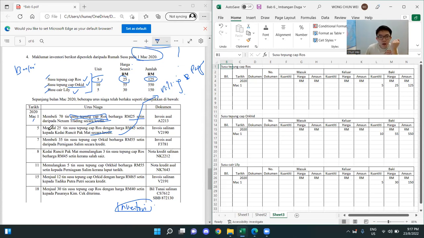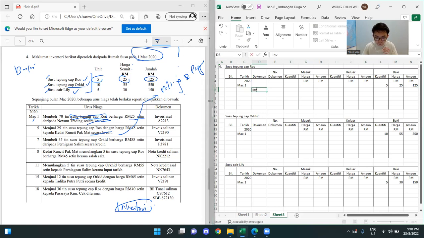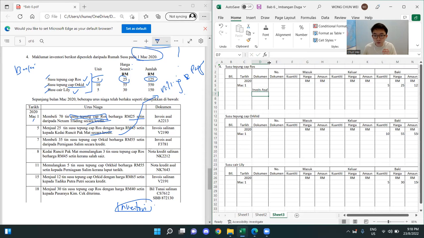So for this one it is tepung cap rose. March 1, I already recorded just now, so second row. Since it's already March 1, you don't need to write March 1 again. What document is this? Dia sudah bagi invoice asal. Invoice asal. And then it is A2213. You can see the document number here.